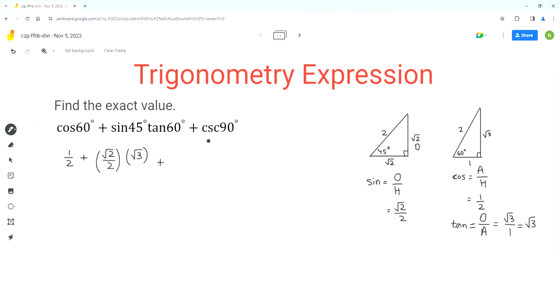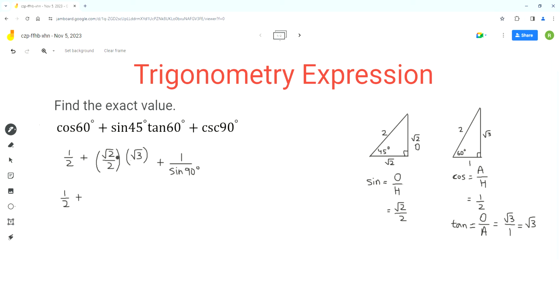plus, now cosecant is a reciprocal ratio. So the first step is to convert cosecant to its corresponding primary ratio, which is sine. So we can rewrite this as 1 over sine of 90 degrees. So the first term is just 1 over 2. There is nothing we can do with it. So it stays as 1 over 2 and then plus.